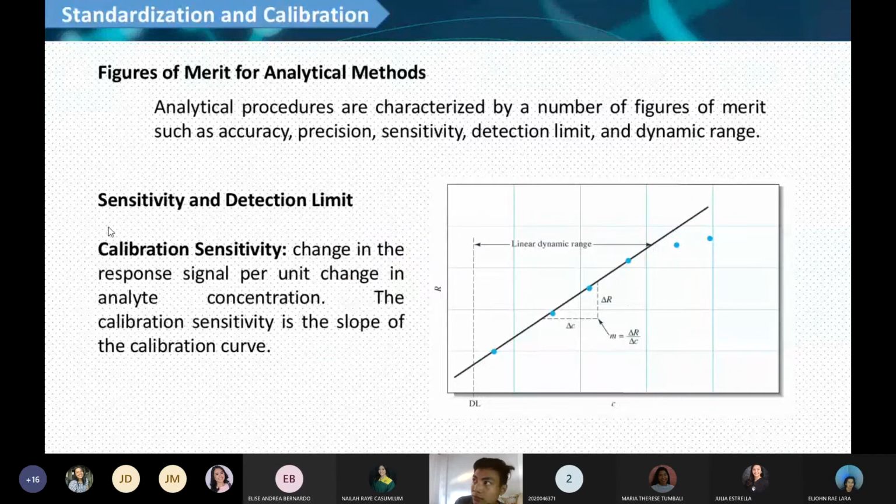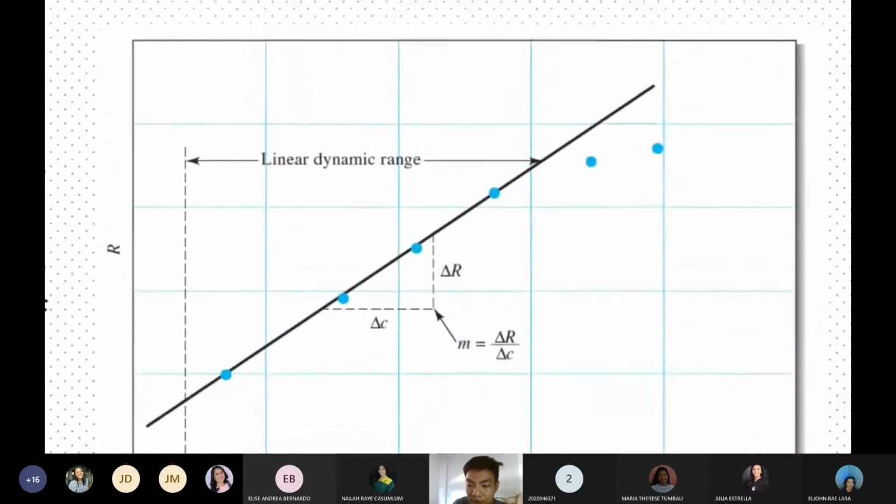And lastly, punta tayo dito sa last part, no? Figures of merit, no? 'Di ba may graph tayo? And we know that that graph must be linear, okay? However, in reality, yung graph na yon, that is not linear at all ranges, no? Ibig sabihin, it deviates from linearity at higher concentration or let's say lower concentration. So that is common, no?